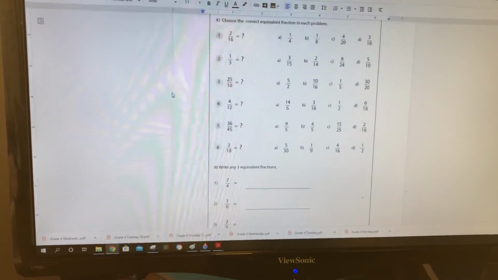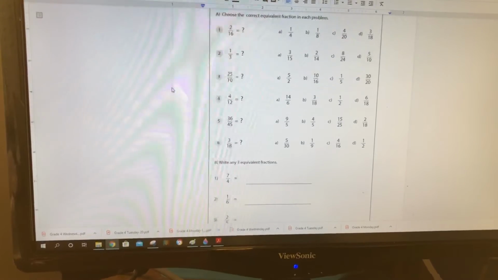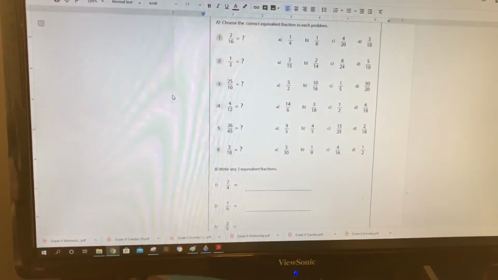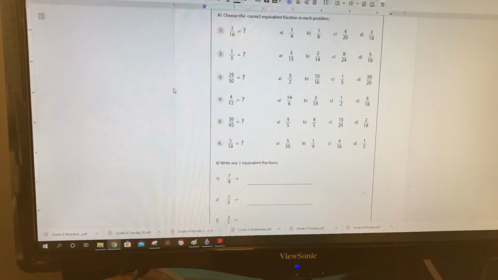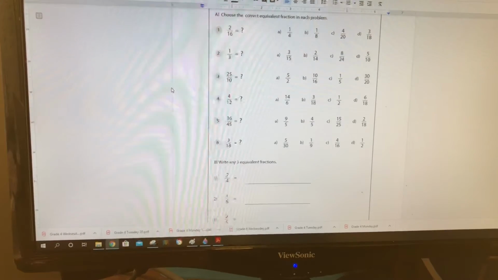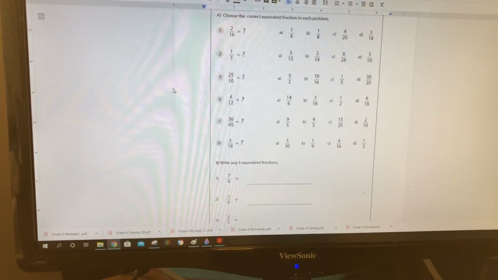Again, this one is not in Khan Academy. It's just to be done on paper, and you submit it or you email it. What the assignment is, again, we're still working on equivalent fractions. So this one is actually multiple choice. You see number 1, it says 2 over 16 equals question mark. So you need to choose which one of these is an equivalent fraction.